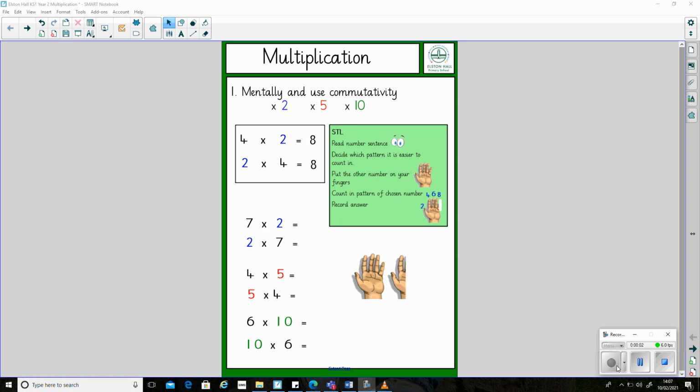As you move through Key Stage 1, this is how we solve our multiplication. We start by using mental methods for the 2 times, 5 times and 10 times table. And we also use commutativity, which means that times can be done in any order. So we can do 4 times 2 or 2 times 4, and they both equal the answer 8.